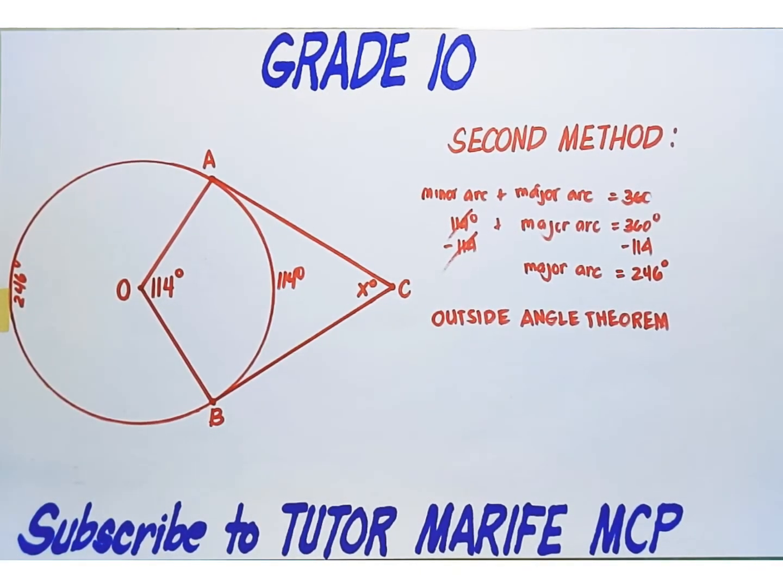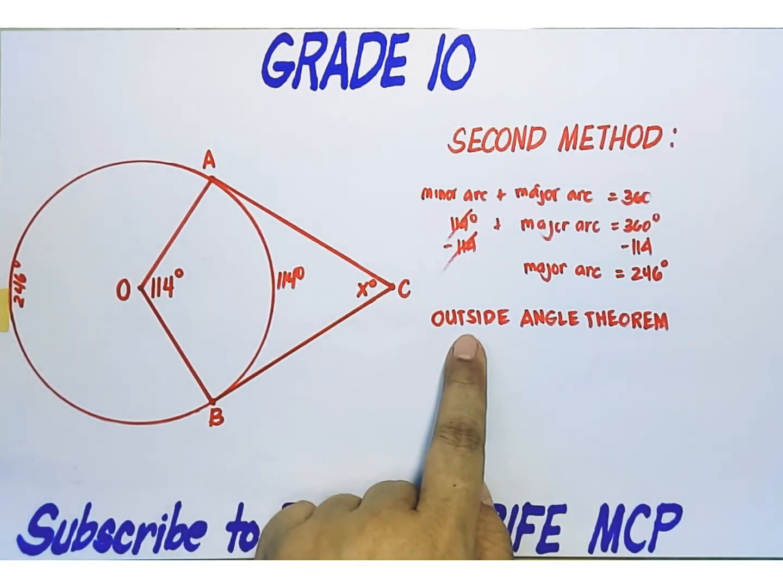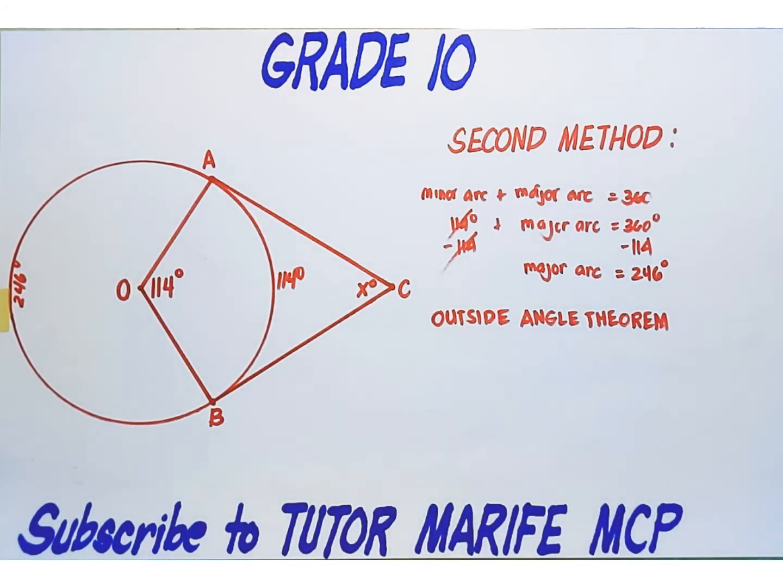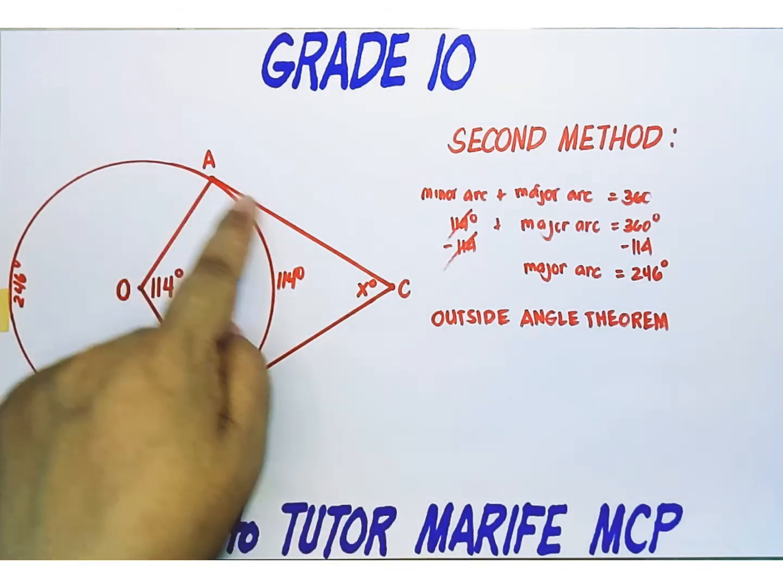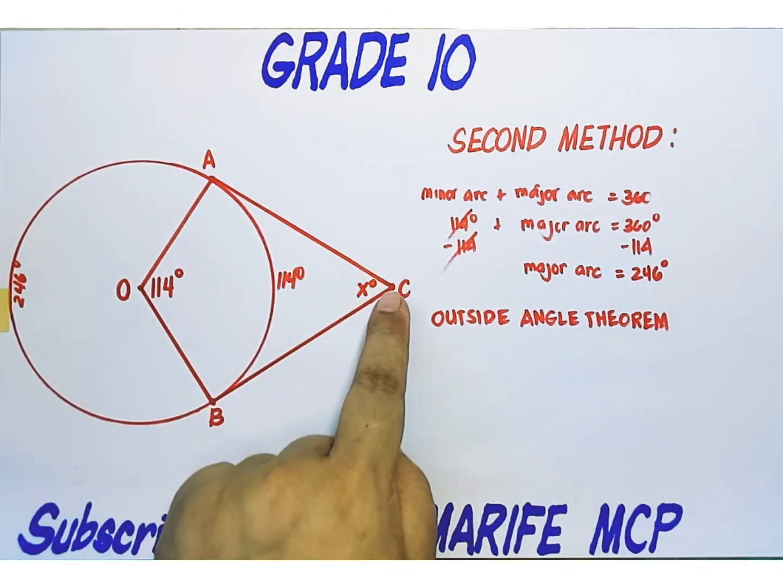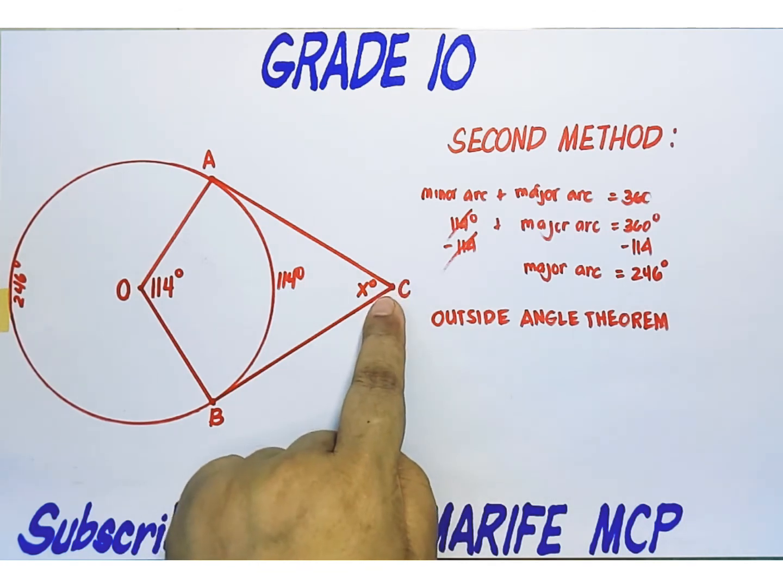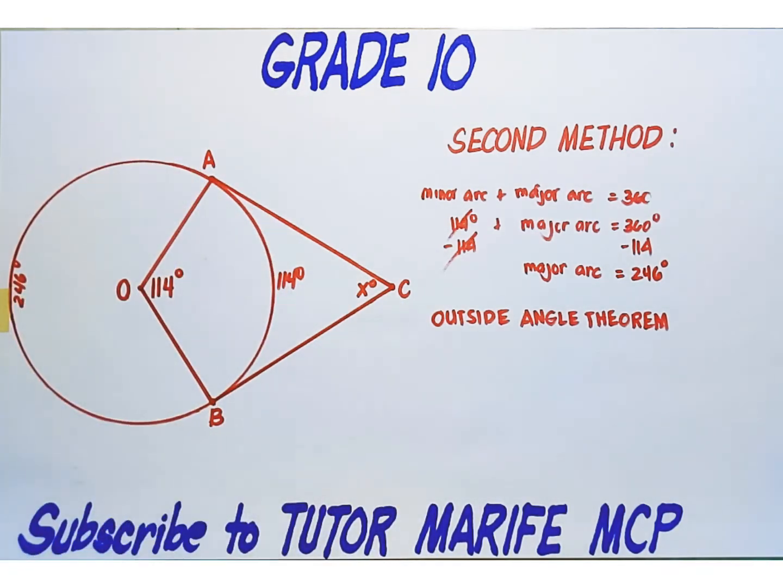For our final step, we can now solve for the value of x by application of the outside angle theorem. The outside angle theorem states that the measure of an angle formed by the tangent segments from a point outside the circle is equal to 1/2 the difference between the measures of the intercepted arcs.